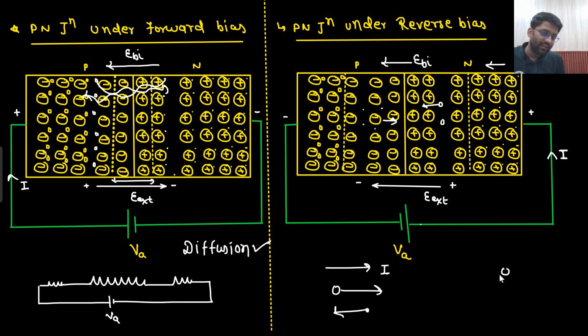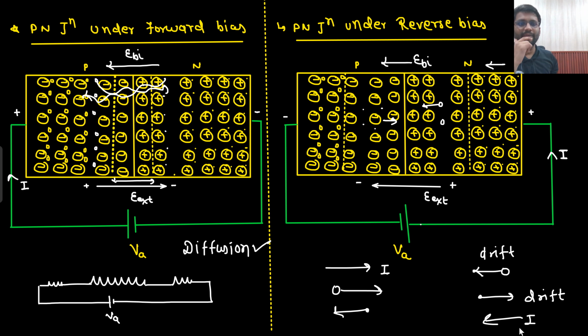Here what is happening? Holes are drifting in this direction. Electrons are drifting in this direction. So there will be a current in this direction. Is that understandable to you? So all this scenario, all this physics, everything is understandable to you. Now in which scenario would the current be more?